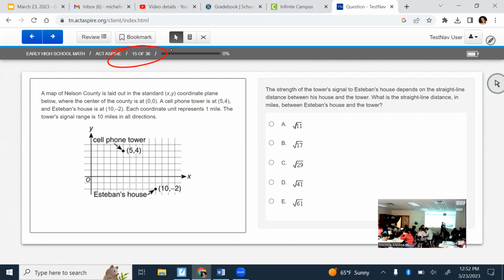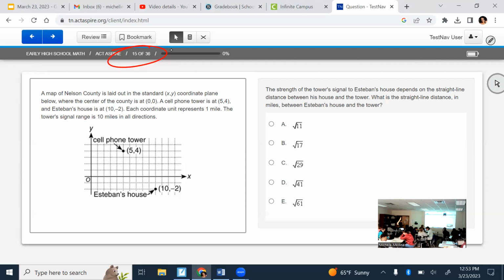For 15, we want to know the strength of the tower signal to Esteban's house depends on the straight line distance between his house and the tower. What is the straight line distance in miles between Esteban's house and the tower? Okay. So here's what you would have to do. Because you could draw a straight line, but there's a few ways you could solve it actually. I don't know that you guys have the distance formula memorized. I don't know if that even rings a bell to you.